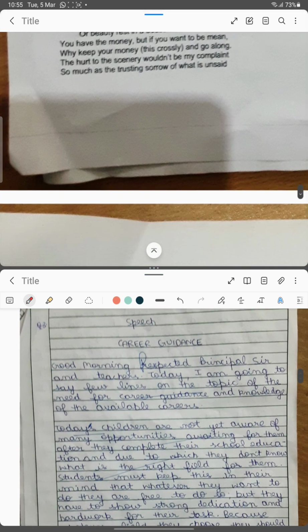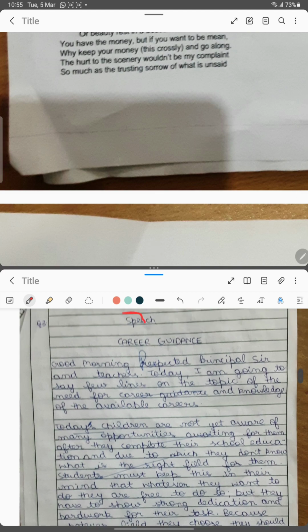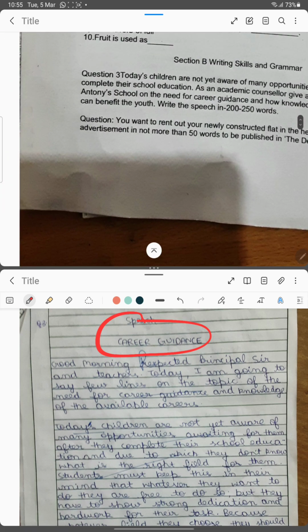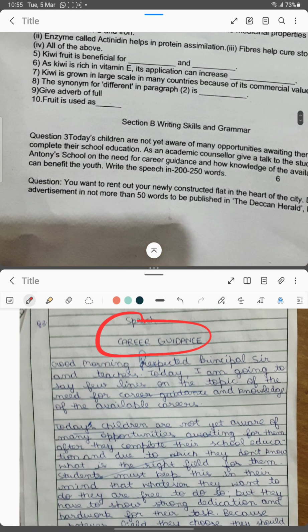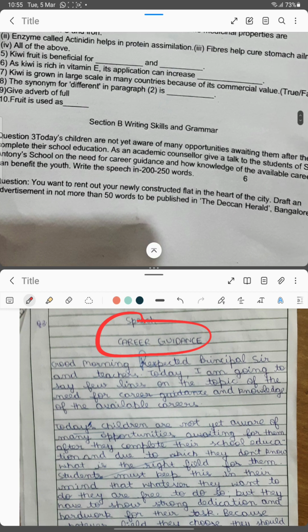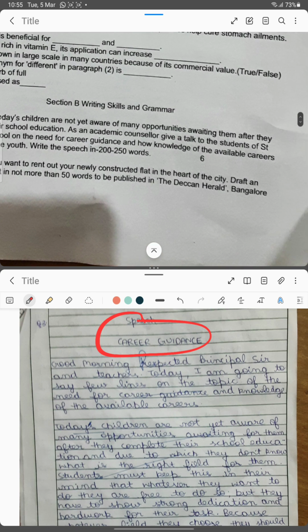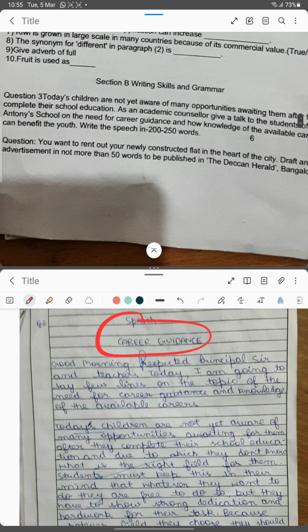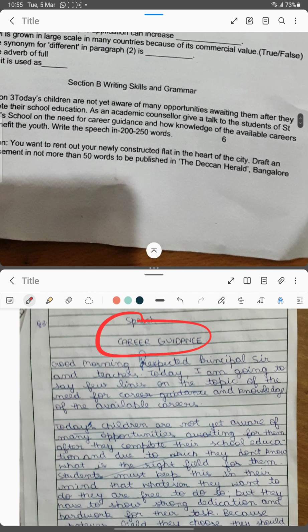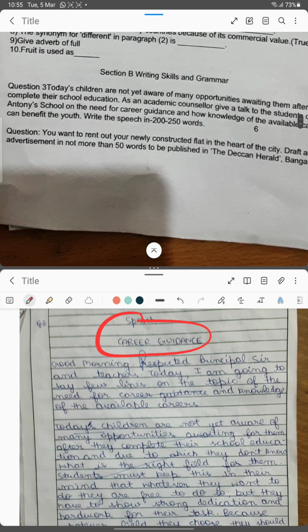Section B, speech. Today's children are not yet aware of many opportunities awaiting them after they complete their school education. As an academic counselor, give a talk to the students of St. Anthony's School on the need of career guidance and how knowledge of the available careers can benefit the youth. How they can build up their careers. Write a speech in 200 to 250 words.